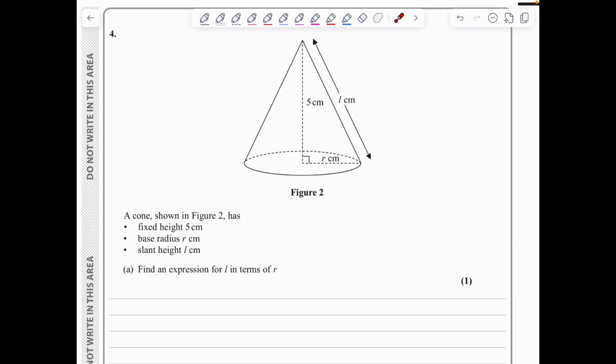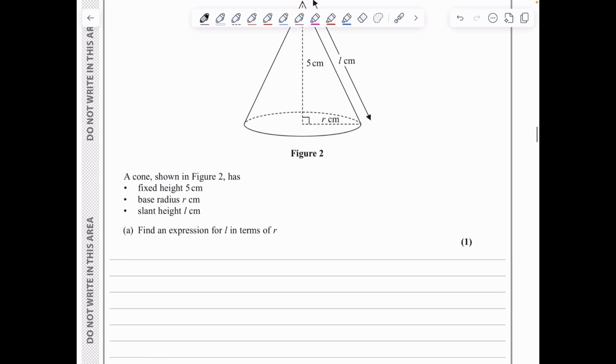In question 4, we've got the cone shown here, the fixed height of 5, the radius of r, the slant height of L. We need to find an expression for L in terms of r. Well, we can see the right angle triangle formed here. So we're looking at L squared is equal to 5 squared plus r squared. And therefore, L is the square root of 25 plus r squared. This is the expression for L in terms of r.